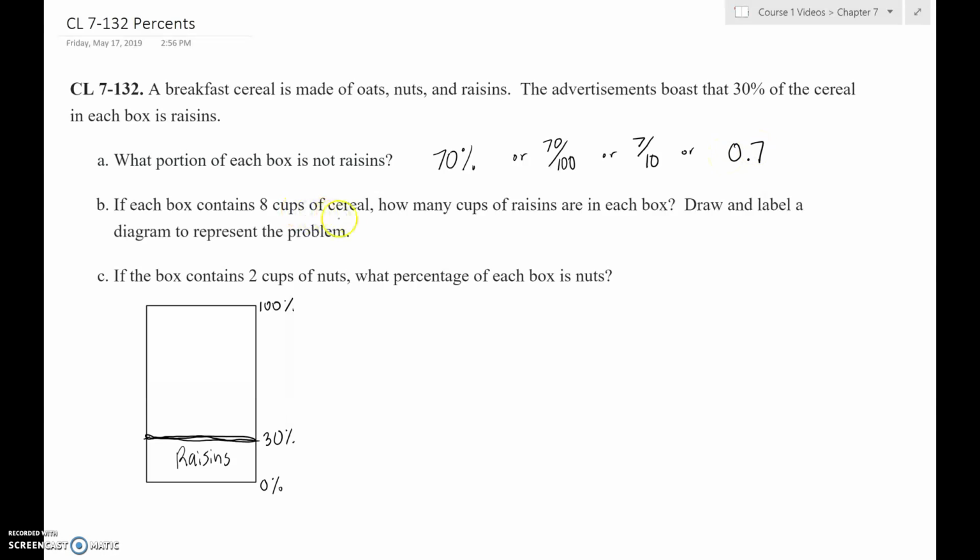If each box contains 8 cups of cereal, so in total there's 8 cups of cereal. Doesn't seem like that many cups. How many cups of raisins are in each box? Draw and label a diagram to represent the problem.